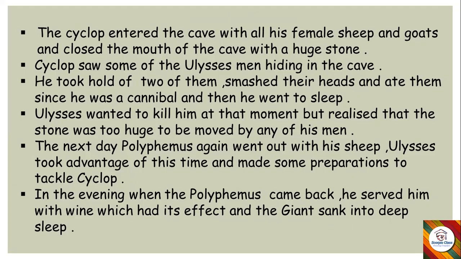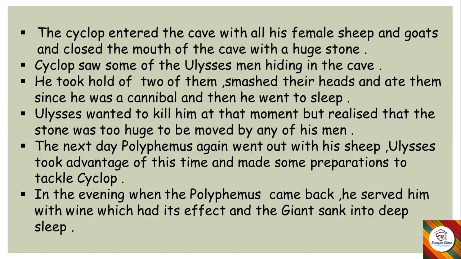Now Ulysses, who was seeing all these things, was very angry. He wanted to kill him at that moment, but he realized that the stone was too huge to be moved by any of his men. The cave's mouth was closed with a huge stone, and that couldn't be moved by any of the Ulysses men because they were not so big and tall and giant as the Cyclops were. So because of that, he had to just keep quiet at that moment, even though he was very angry and he wanted to kill the Cyclops.